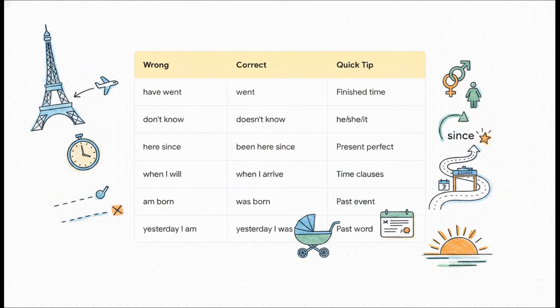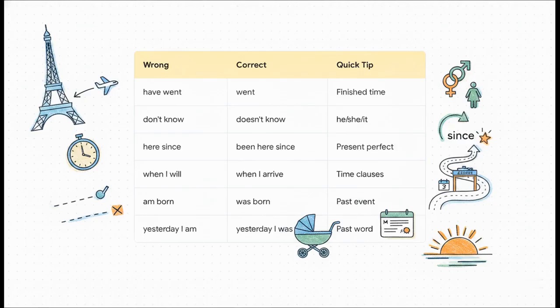I have went to Paris last year. Because last year is a specific finished time, the native brain naturally expects the simple past. I went to Paris last year. Next, he don't know. For he, she, or it, we always use doesn't. So, he doesn't know. How about I am here since morning? Since acts like a bridge from the past to the present, requiring the present perfect.